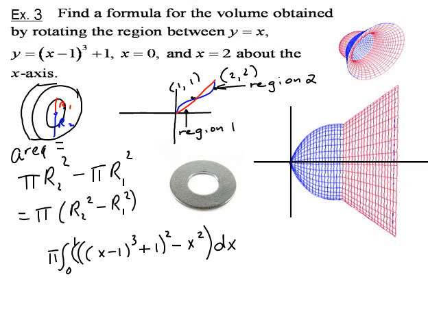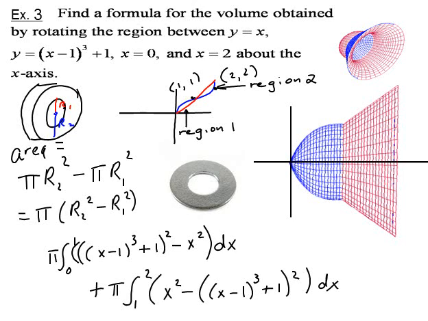pi times the integral from x equals 0 to x equals 1 of our outer radius squared, which is the cubic, minus the inner radius squared. The region from x equals 1 to x equals 2 will be similar, except that the line forms the outer radius and the curve forms the inner radius here.